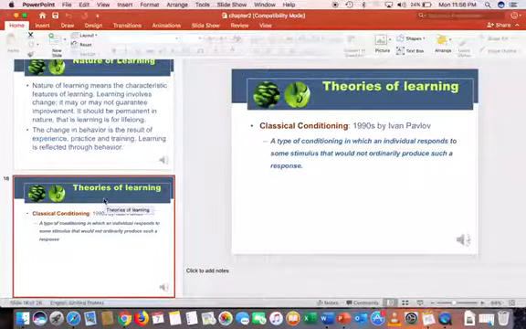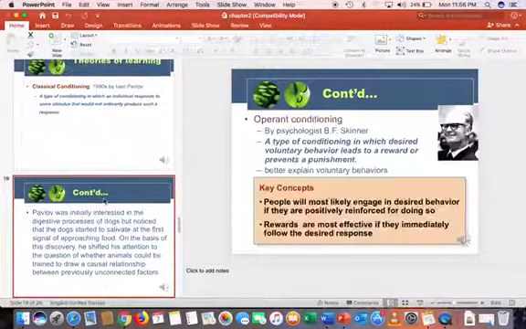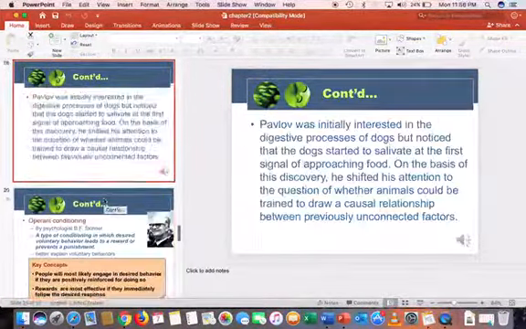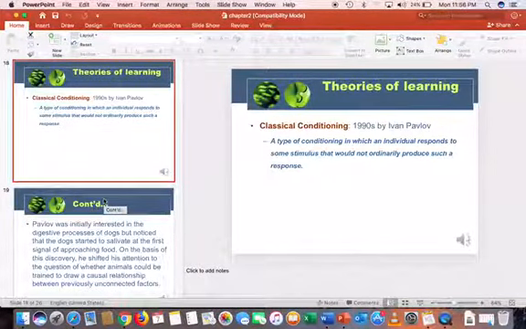There are three theories of learning: classical conditioning, operant conditioning, and the last one is social learning. What is classical theory?